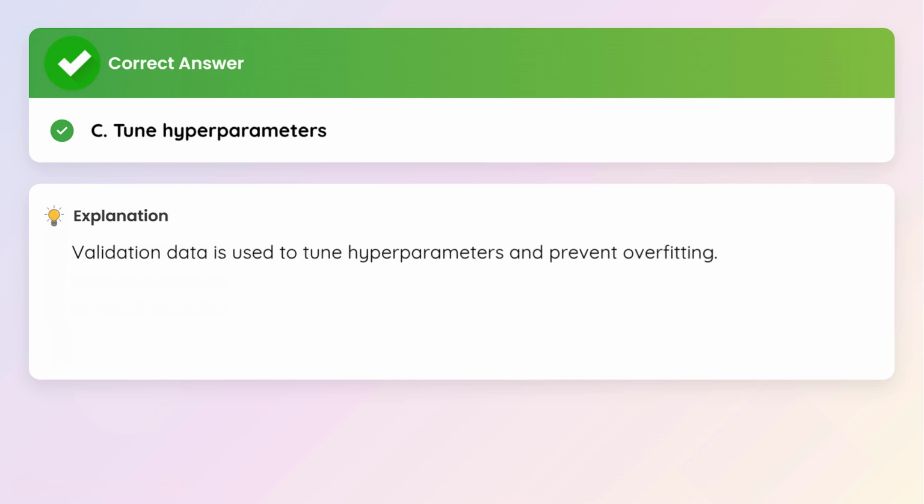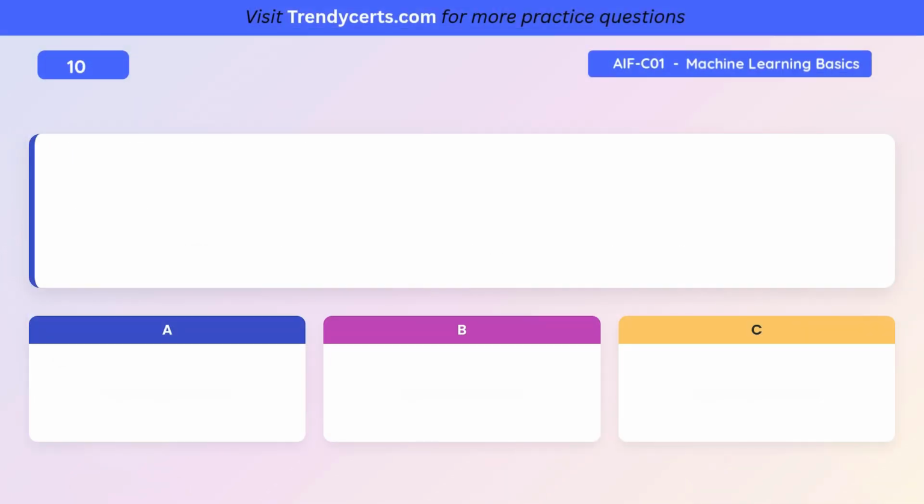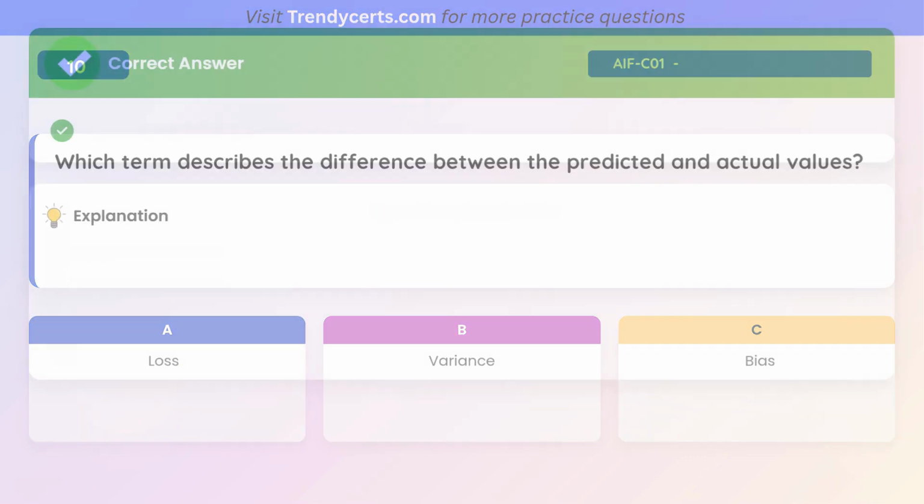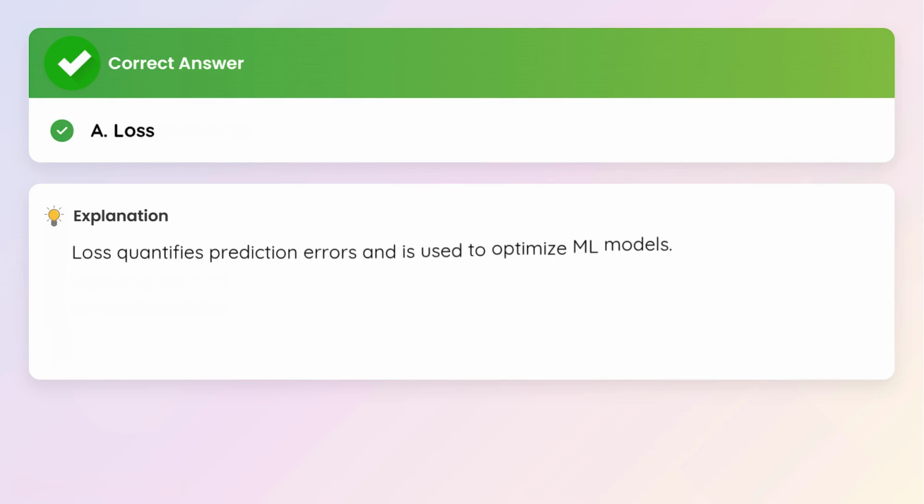Okay, here's a term you'll definitely see on the exam. Which term describes the difference between the predicted and actual values? A. Loss. B. Variance. C. Bias. The correct answer is A. Loss. Loss is the measure of how wrong your model's prediction was. The entire goal of training a machine learning model is to adjust its parameters to make this loss value as low as possible.